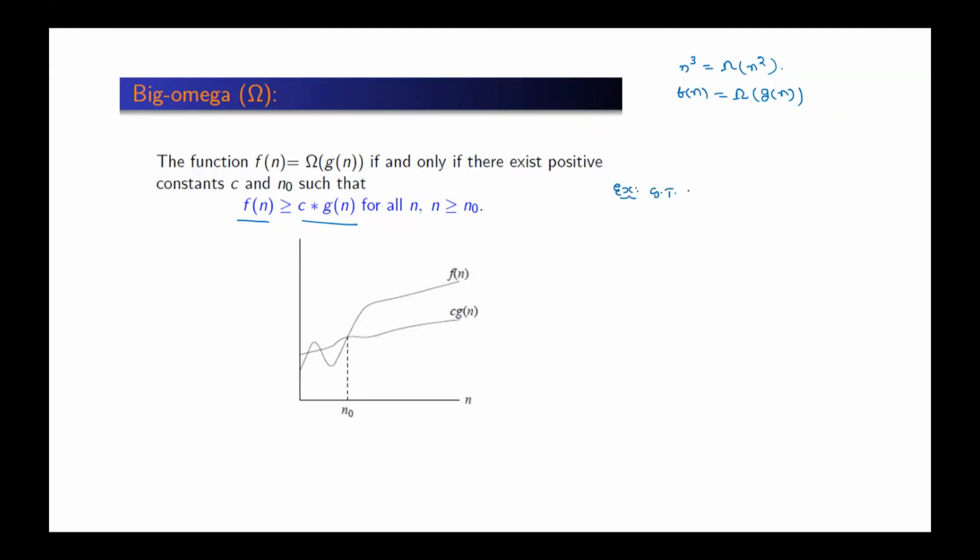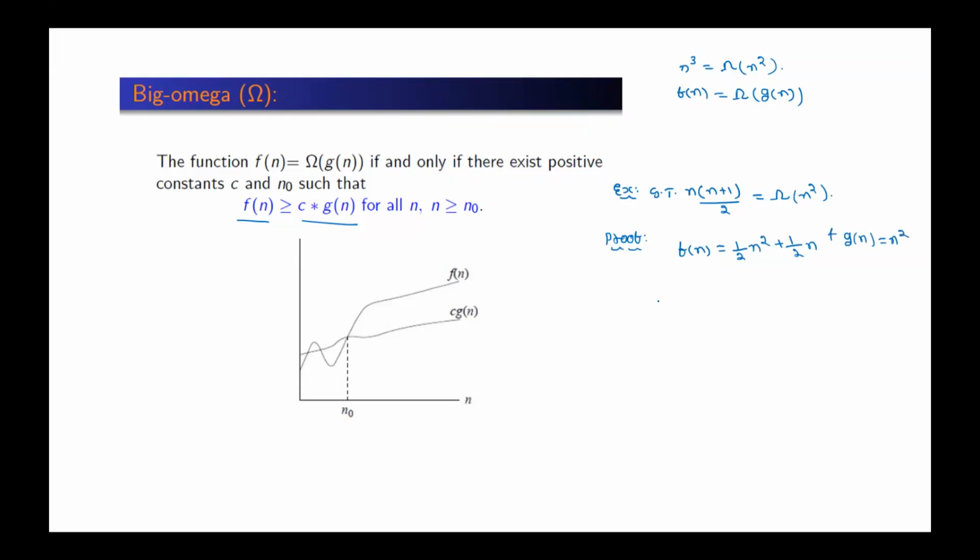Show that n into (n plus 1) by 2 is big omega of n square. Is that true or not, first of all? True, sir. Okay. Now what is f of n here? f of n is 1 by 2 into n square plus 1 by 2 into n, and g of n is n square. Is that okay?